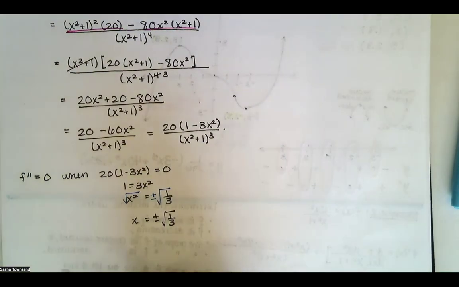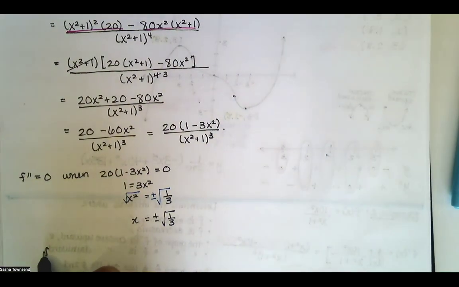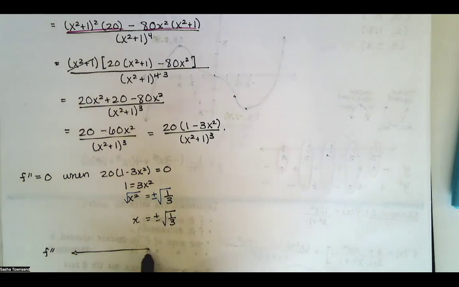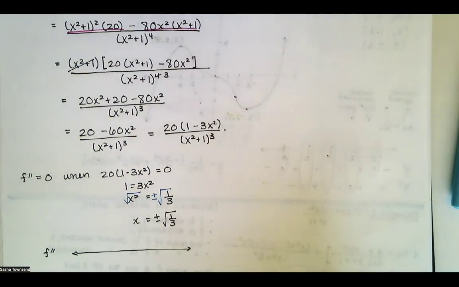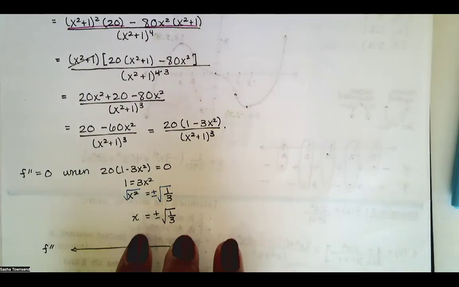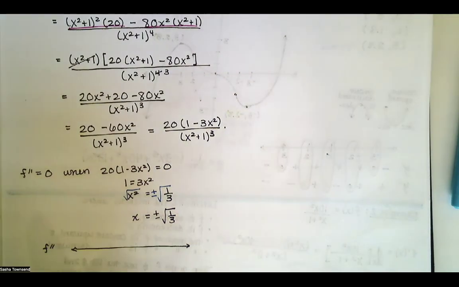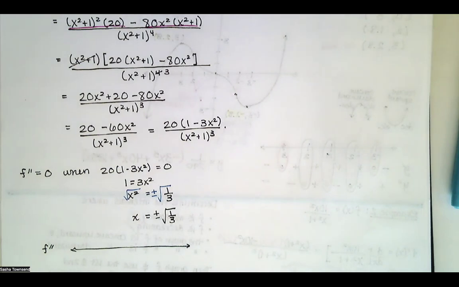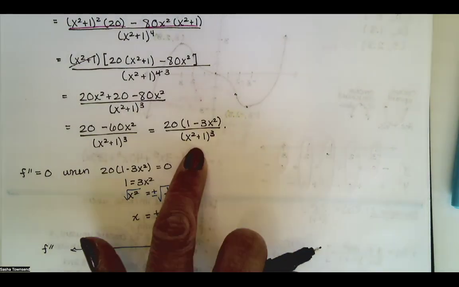Now, f double prime gets a number line as well. We're going to make a sign chart for f double prime, and then we'll list our x values that cause f double prime to be 0. And then we would also list any x values that cause f double prime to be undefined. But this is well defined all the time.